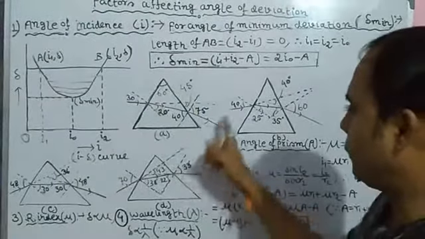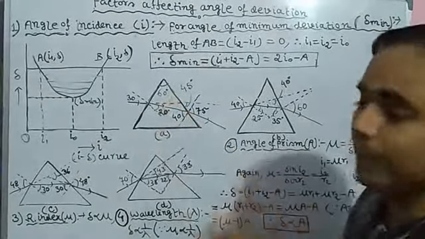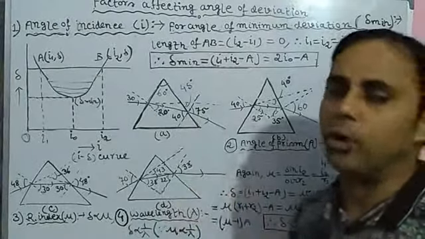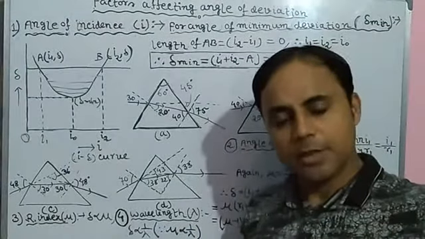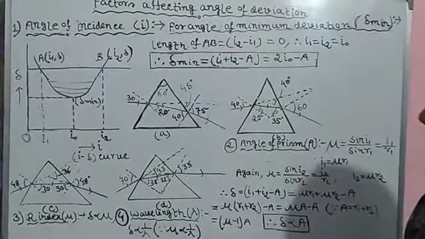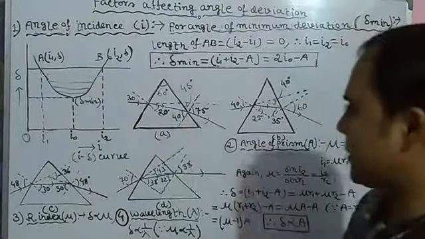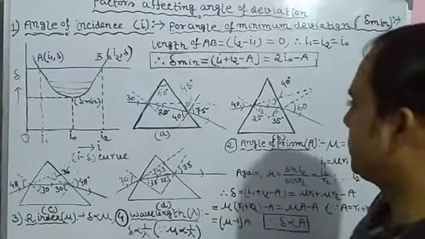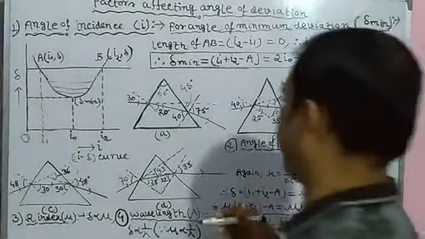Clear? Now if we calculate, the angle of prism A is equal to R1 plus R2. We have already discussed this in the previous video. If you have not seen it, please visit my previous video. So 40 plus 20 is equal to 60 degree. Then what is the deviation produced by it?